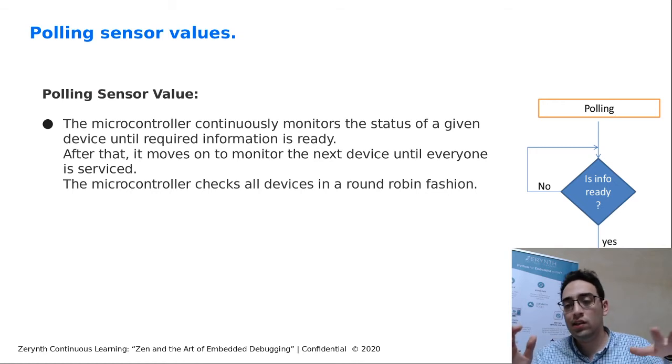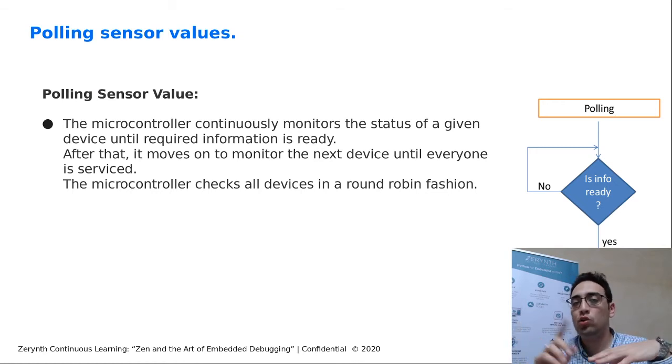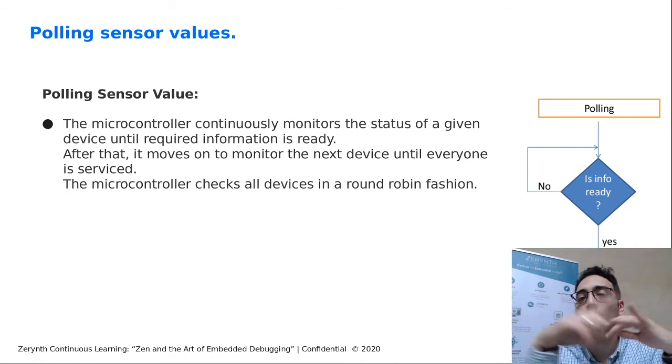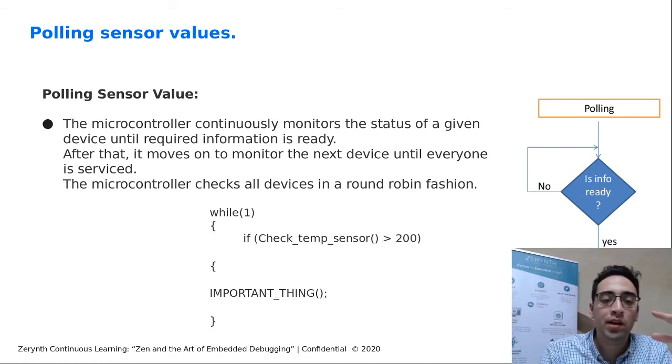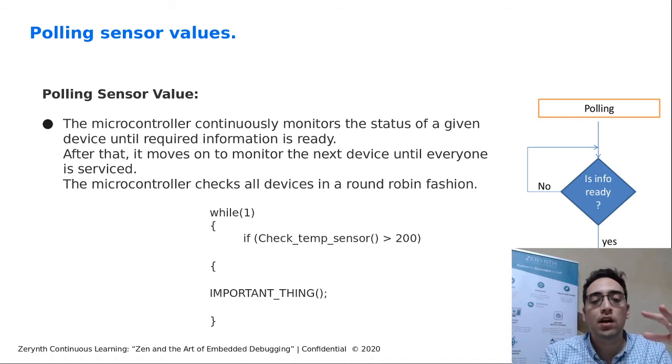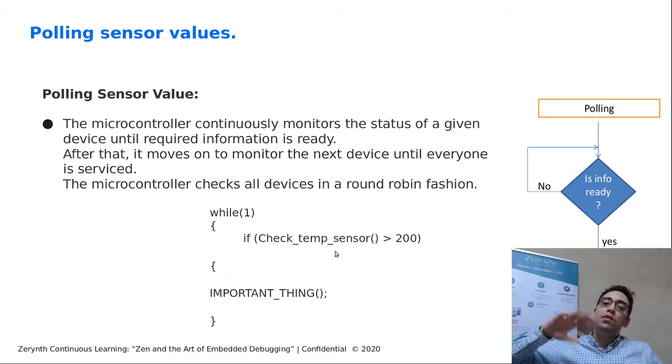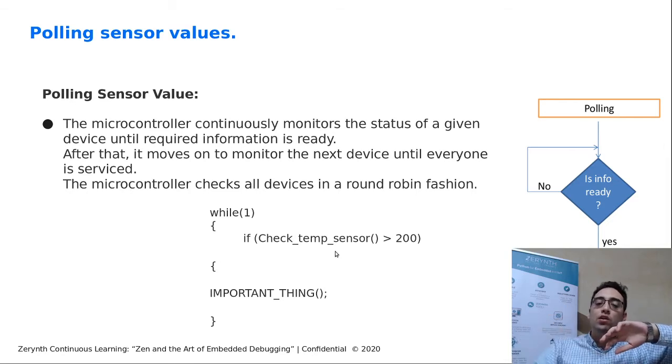So essentially, polling is a continuous monitoring of the status of a variable or a sensor or whatever. So we might write polling as something like this. In the infinite loop of the microcontroller, we will check continuously for the value of the temperature sensor. So if the temperature sensor is above a certain value, it is going to execute this important thing. If not, then it's going to execute other things.